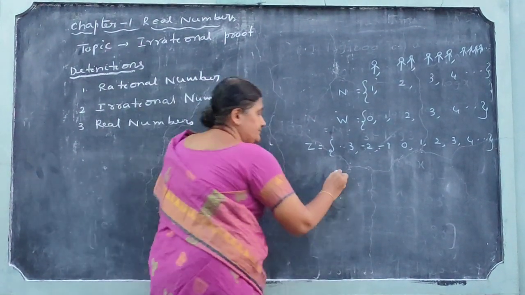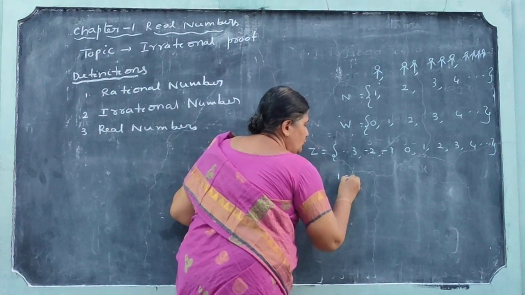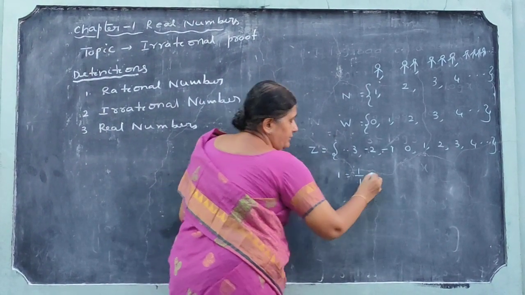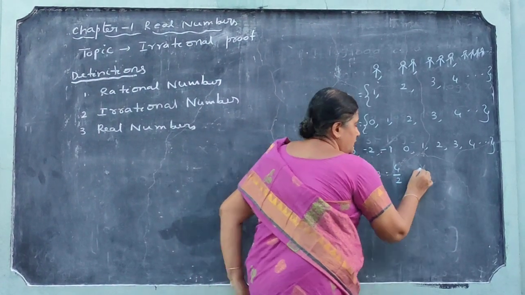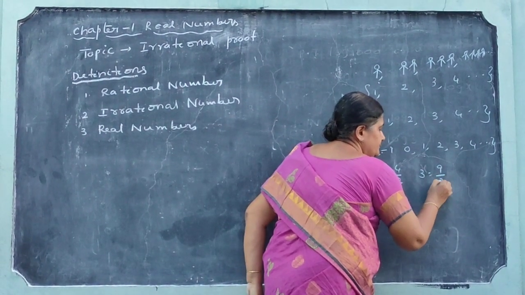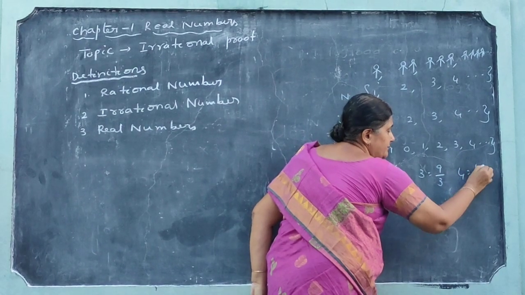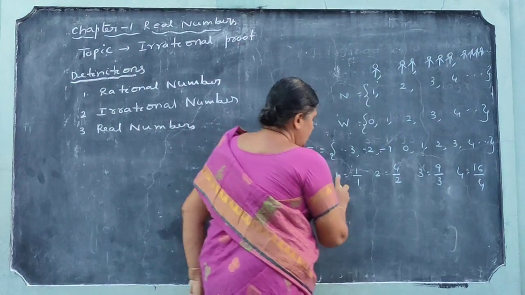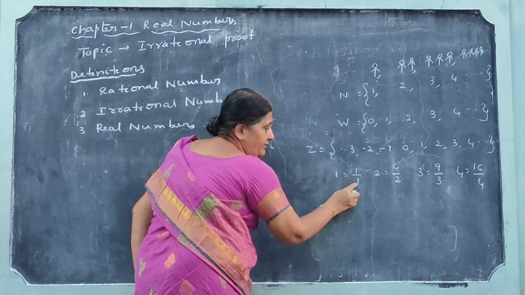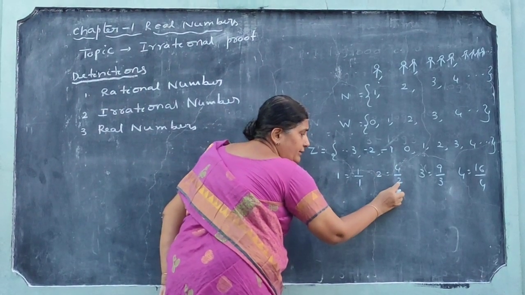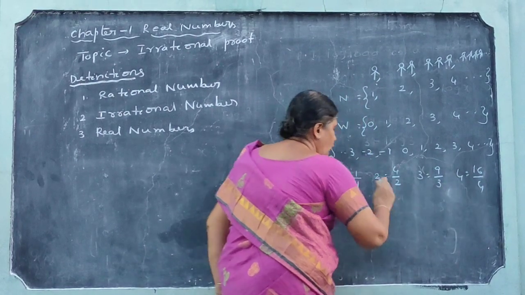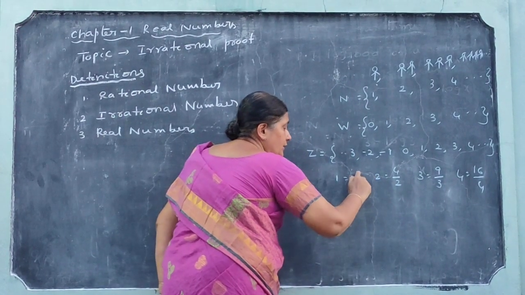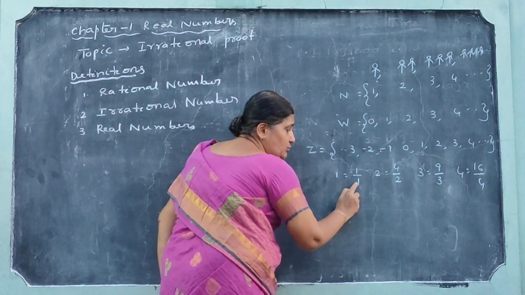Now listen. 1, how to write in another way? 1 by 1. 2, how to write? 4 by 3, how to write? 4, how to write? Listen. 1, how to write? 1 by 1. 2, how to write in another way? 4 by 3. 3, how to write? 9 by 3. 4, how to write? All the numbers are in the form of, here it is called P, here it is called Q.